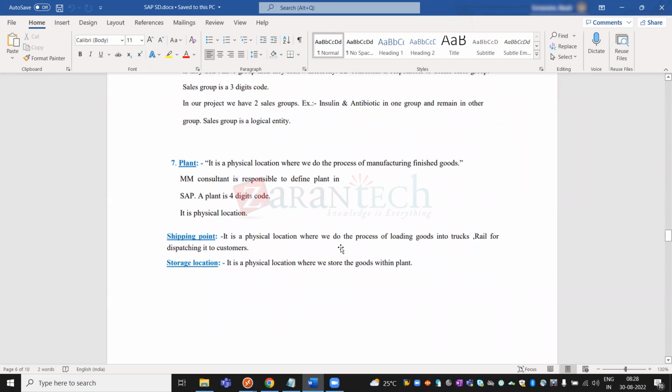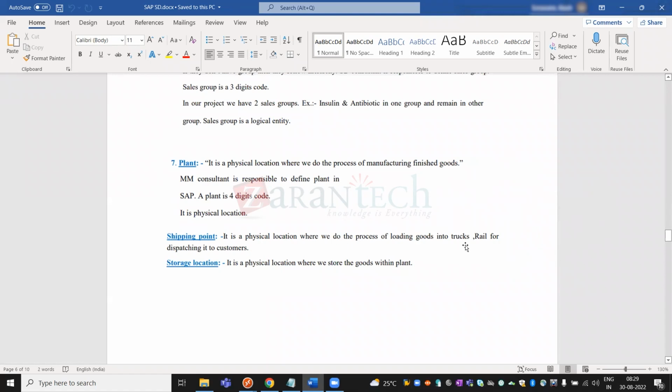Then the next one is our shipping point. Shipping point is basically the physical location where we load goods into trucks and dispatch them to customers. It means we manufacture certain products, and they need to be distributed to our regional offices or what we call shops, in different states.